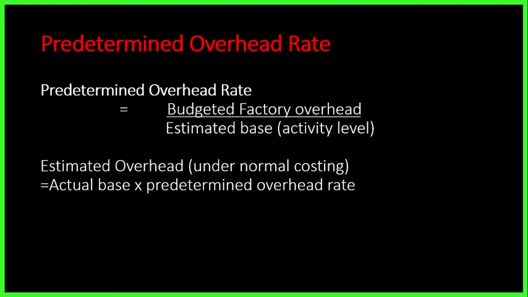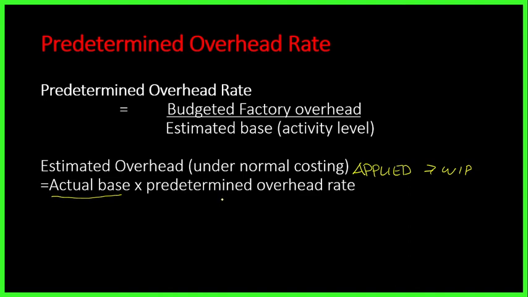Now, what's the use of your predetermined overhead rate? This is used to compute your estimated overhead for the period, also known as your applied factory overhead. Let me write that down. This was already discussed before. Your applied factory overhead is the amount that will go to your work in process. So how do you compute that? You have the actual base or your allocation base. You multiply that by your predetermined overhead rate.